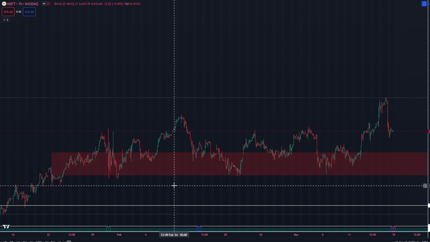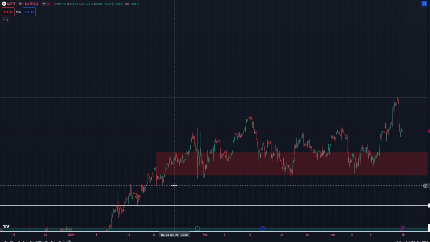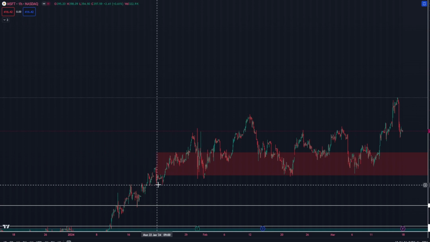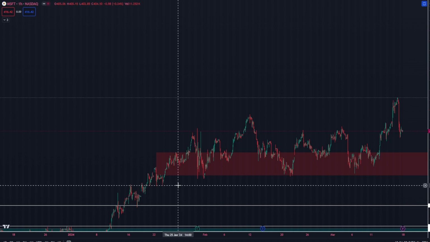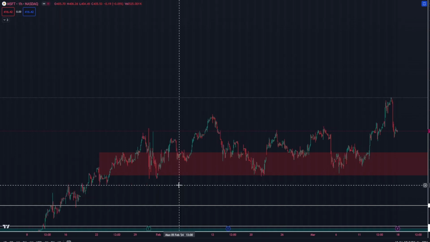If we end up breaking that, I'd like to see this 393, as I just believe that this is a good point of contention, as you have a lot of support here that at one point was resistance, right? So this level specifically, 394, or even lower, 393.70, call it 394, is what should hold if we end up breaking down below that 400.